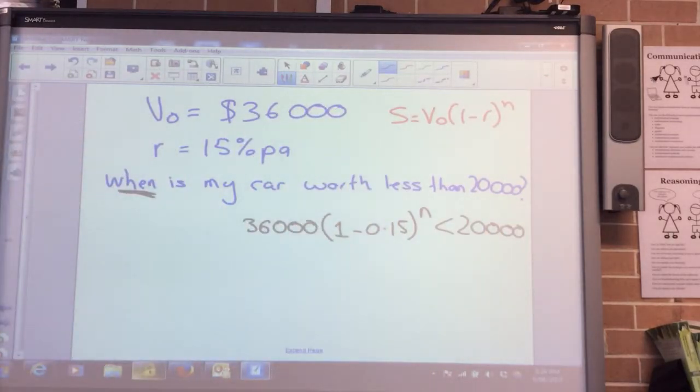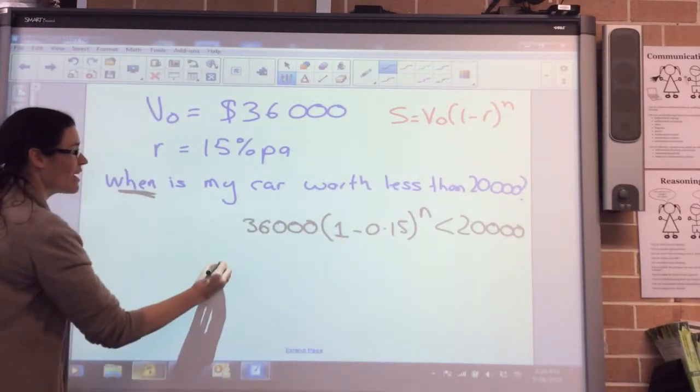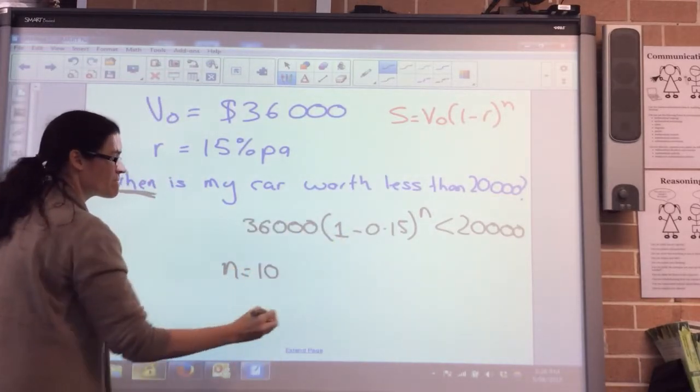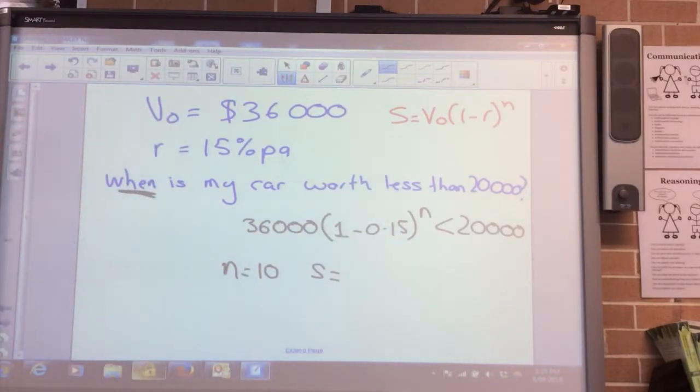So I'm going to use trial and error. Okay? Give me a guess. How long do you think it's going to take? Try 10 years? Okay, so we're going to put this in. Let's try n equals 10. If you put n equals 10 into this expression, what do you get for S? So type it in, 36,000 brackets 1 minus 0.15 to the power of 10. What do we get? I don't have a calculator, so someone's going to do it for me.